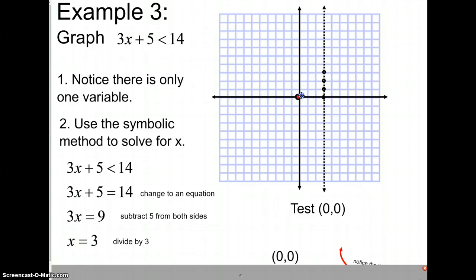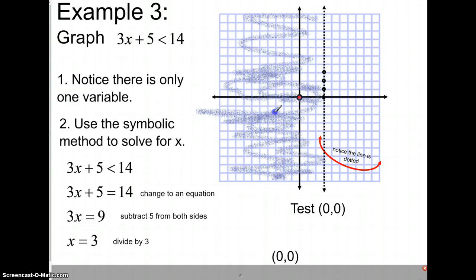So let's test the point. So I put 0, 0 in. It does not always have to be 0, 0. You can try many different points, but 0, 0 is very easy. So if I put a 0 in here, I have 3 multiplied by 0, which is 0. And I add that to 5, and that is less than 14. So any number that's less than 14. So since 0 works, we know that we shade in the direction of that solution. So everything on this side will be shaded.